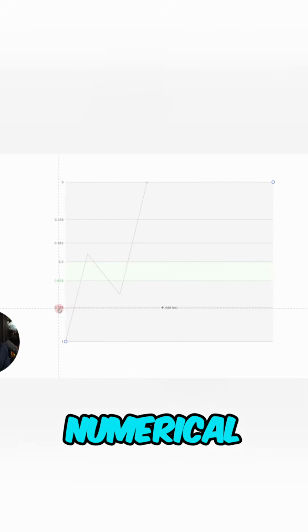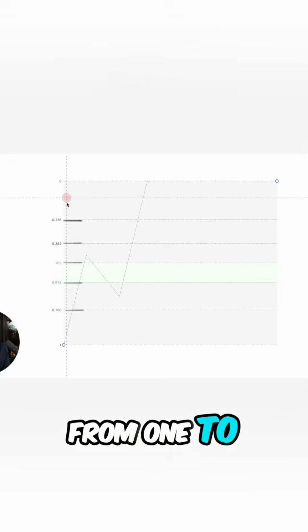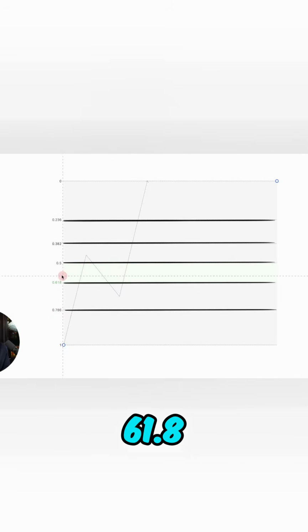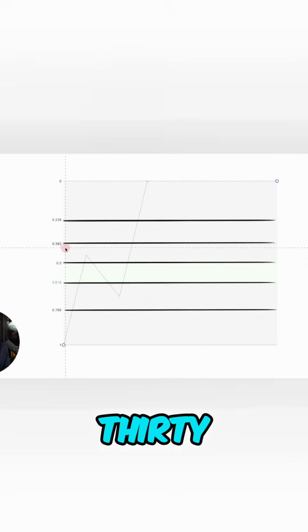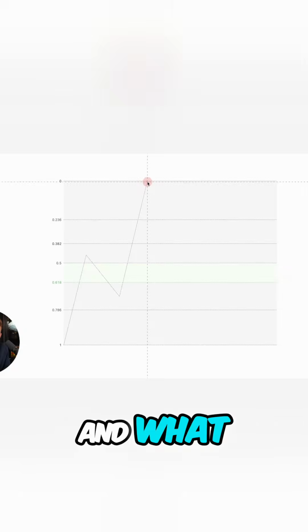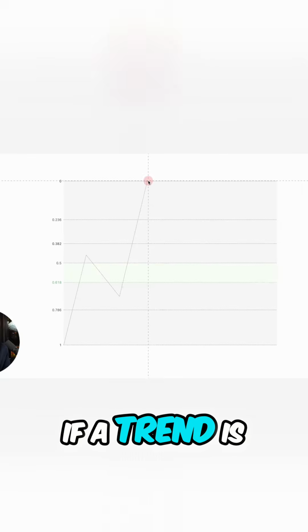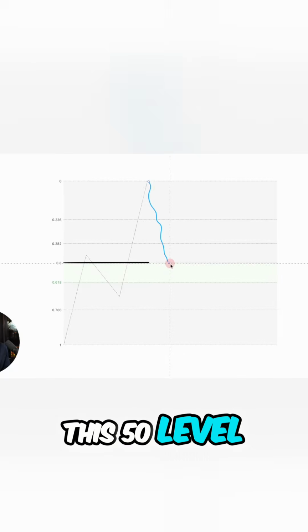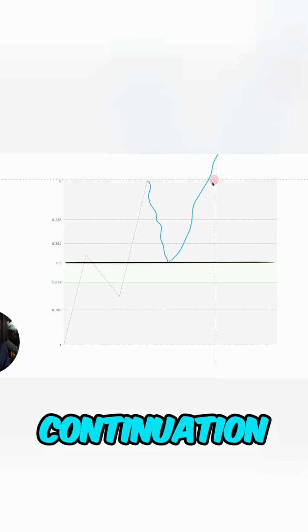And what you're going to see are these numerical values. Okay, starting from 1 to 0, we have 78.6, 61.8, which is in green, 50, 38.2, and 23.6. And what you'll notice is oftentimes if a trend is going to have a pull down, this 50 level is often the level it will go to and have a continuation higher.